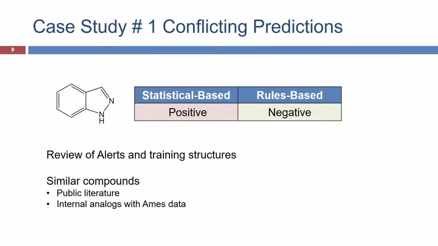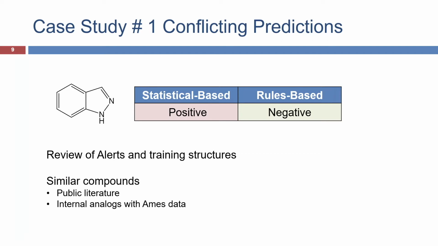So my first case illustrates the expert review in predicting an outcome when you encounter conflicting predictions. In this case, for the indosol, the statistical based model shows predicted as positive, while the rules-based model predicted indosol as negative. So in this case, we would like to review the alerts and training structures in the statistical based model and to understand why that prediction came to be.